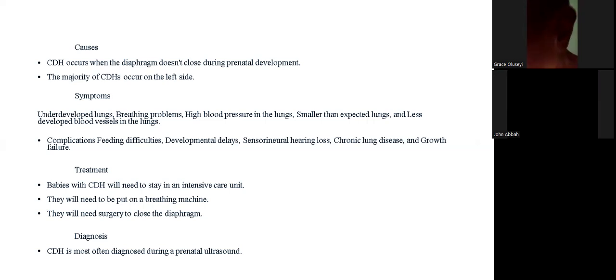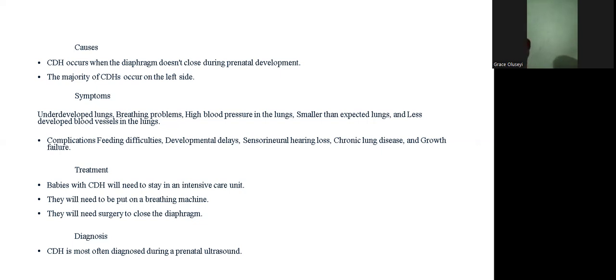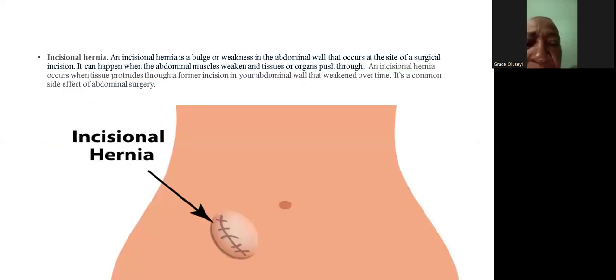Now, what can cause this? Underdeveloped lungs can cause this while the baby is being formed. Breathing problems, high blood pressure in the lungs can cause this problem. Then smaller than expected lungs can cause this problem. Less developed blood vessels in the lungs can equally lead to this problem. So whichever the case may be, one good thing is that the medical personnel know how to handle this particular type of hernia with infants.